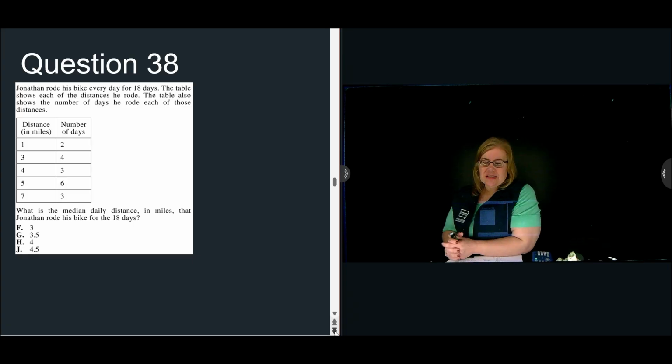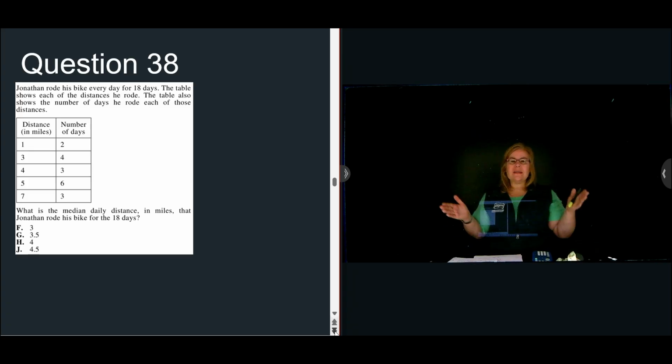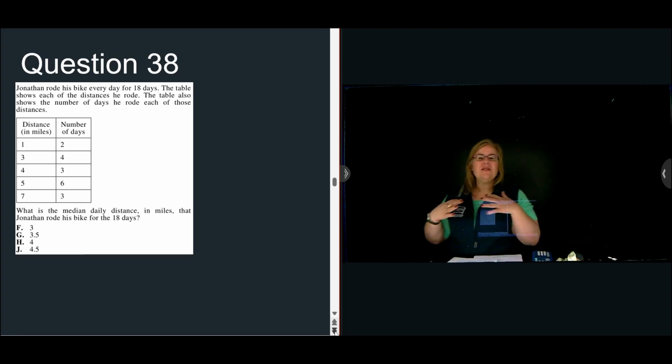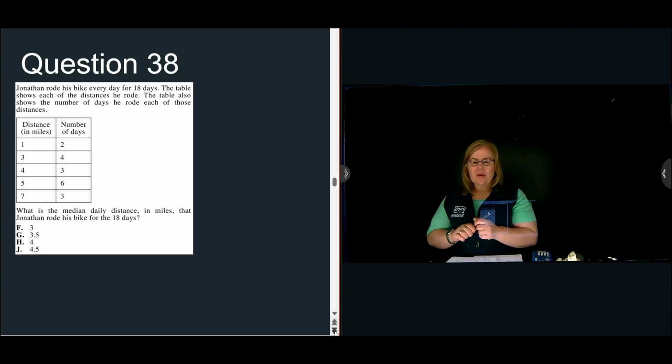So then my question says, after we have distance in miles and number of days, what is the median daily distance in miles that Jonathan rode his bike for the 18 days? Now, we got to remember, what does median mean? It's the middle, right? All right, so this is what I would suggest. Now, there is a calculator skill, but it's in depth. So let me show you what I have.